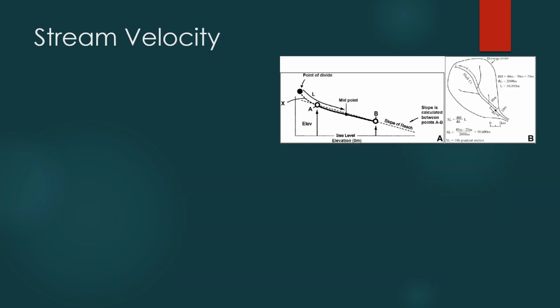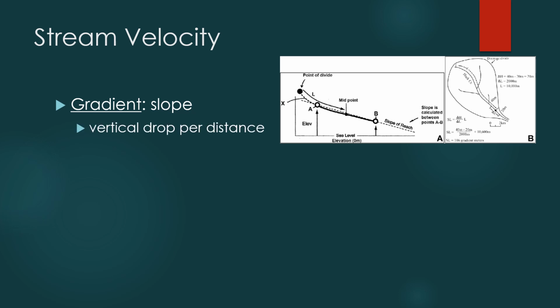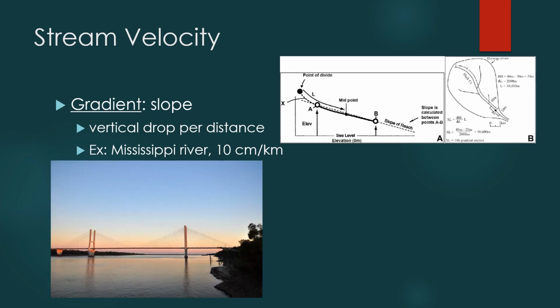The velocity of a stream is referring to how fast the water is flowing through the stream channel. This depends on several factors. First is gradient. Gradient is often just called slope, and this is the vertical drop per distance of a river from its headwaters to its mouth. If you find the elevation of the headwaters, find the elevation of the mouth, and then find the difference between the two and compare that to how long the river is, you can get the gradient.